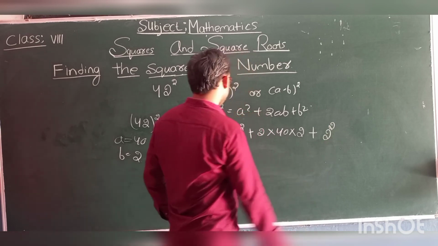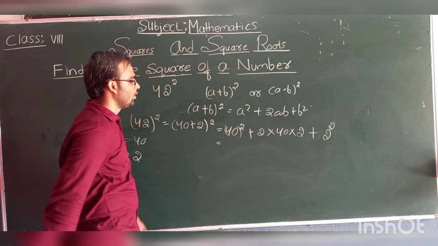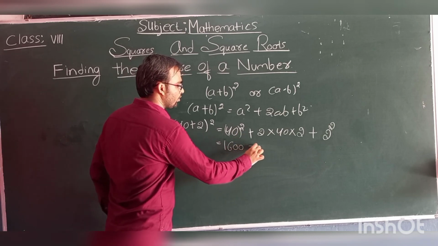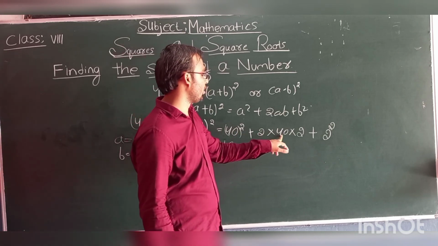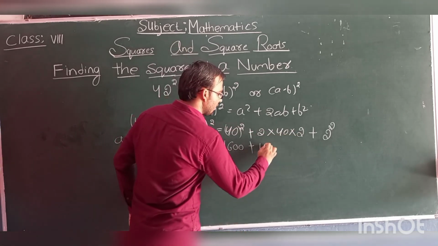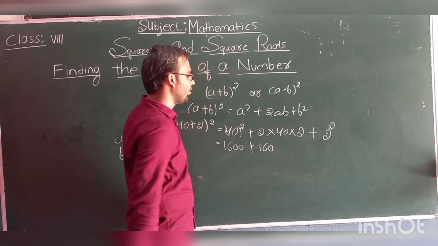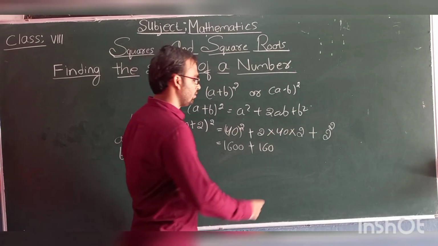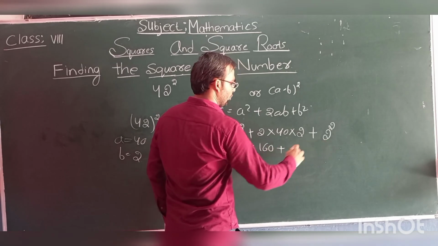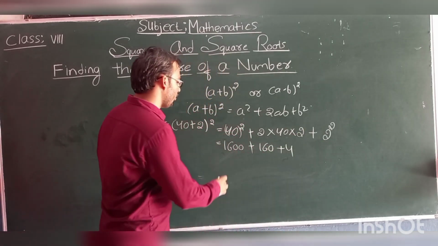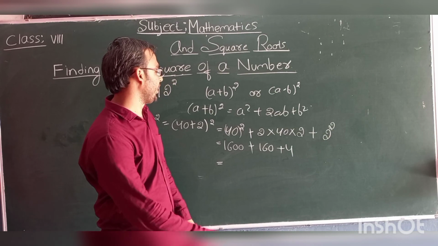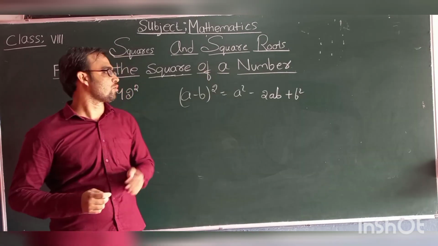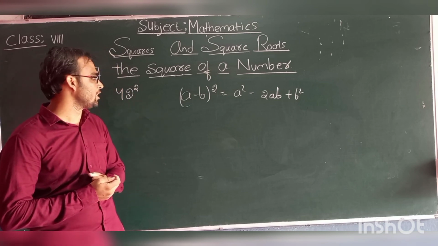Okay. So now 40 square, 4 4s are 16, 1 zero, 2 zeros. So 2 4s are 8, 8 2s are 16, and here 0 is there. So write 0, or else you can multiply 2 40s are 80, 80 2s are 160. Now 2 2s are 4. So when you add all these, what are you getting? 1764.